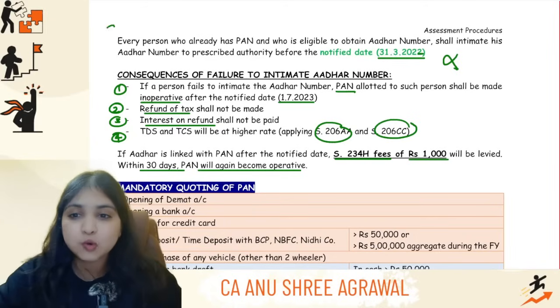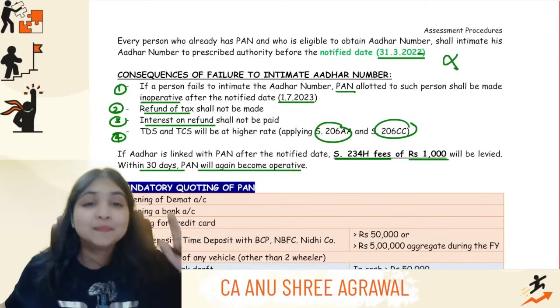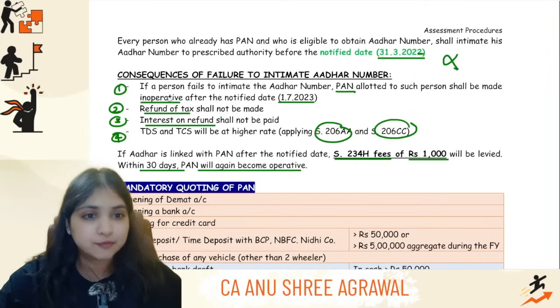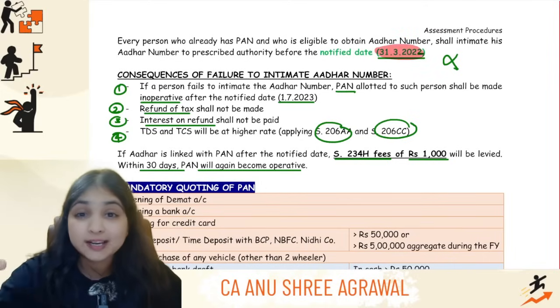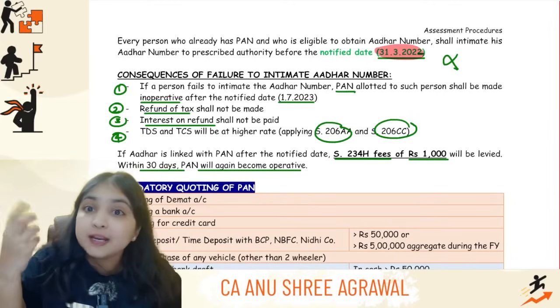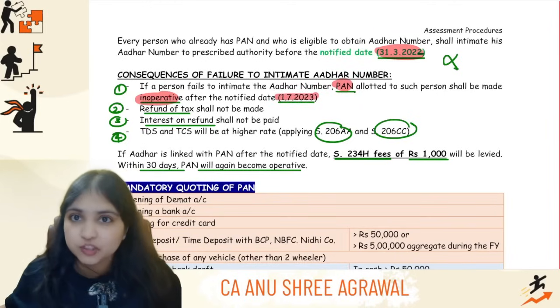Okay, so I'll give you a quick revision of this once again. I'll give you a revision of the revision. So listen to me. The Aadhaar number has to be linked with the PAN number by which date? By 31st March 2022. If you don't link it by 31st March 2022, how many things will happen? 4 things will happen. Thing number 1, your PAN will become inoperative. But PAN will become inoperative when? Only on 1st July 2023.